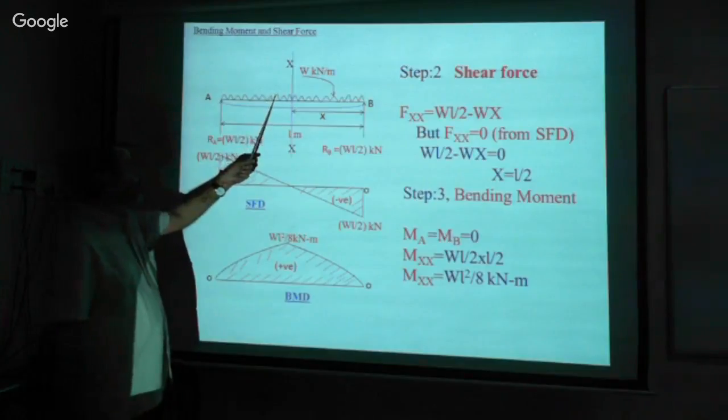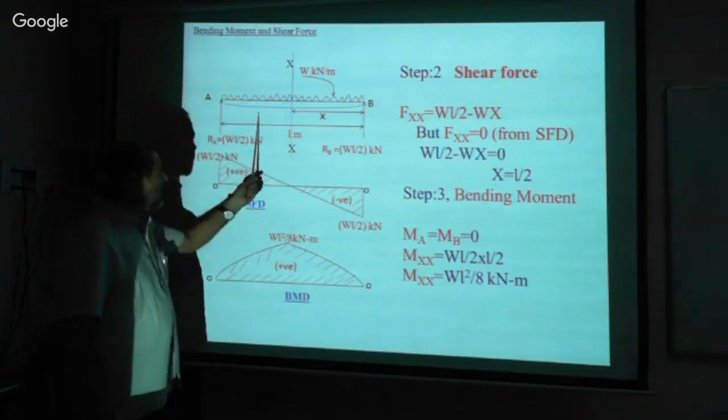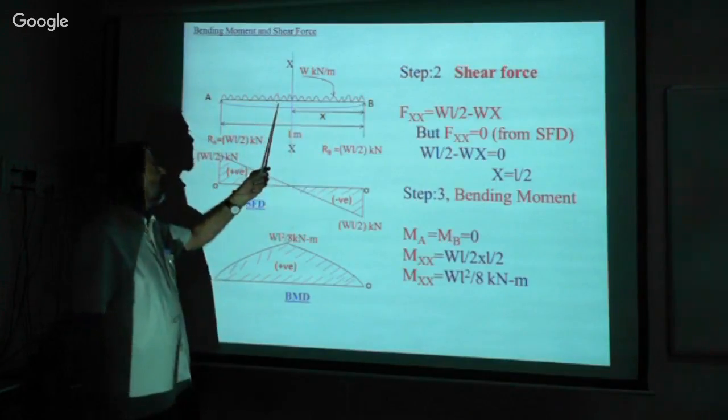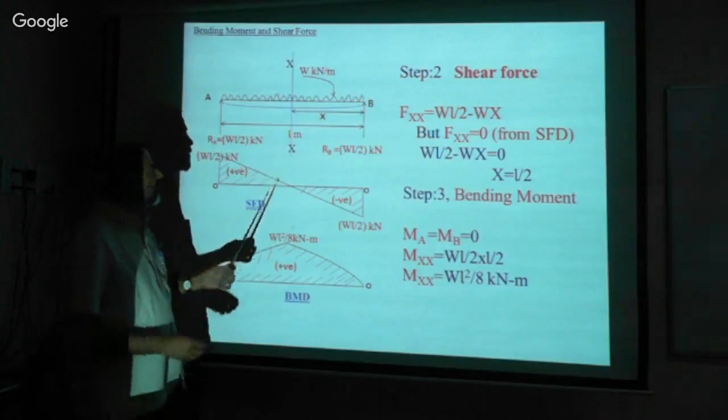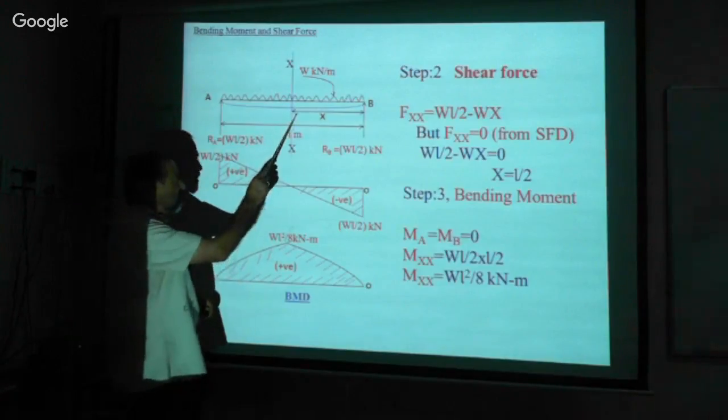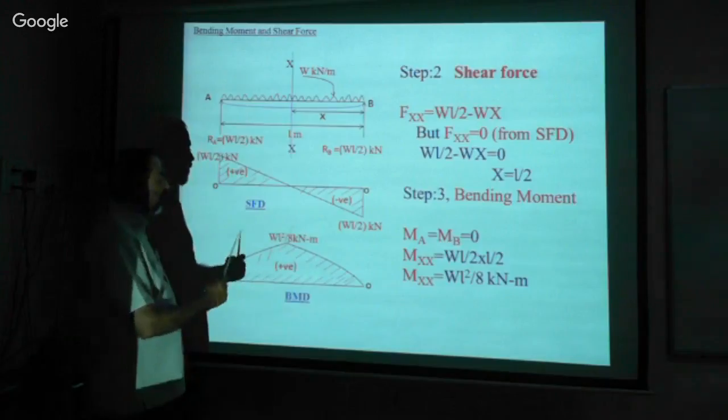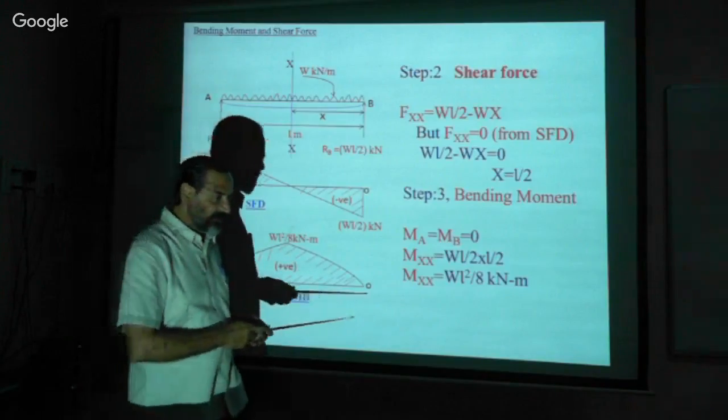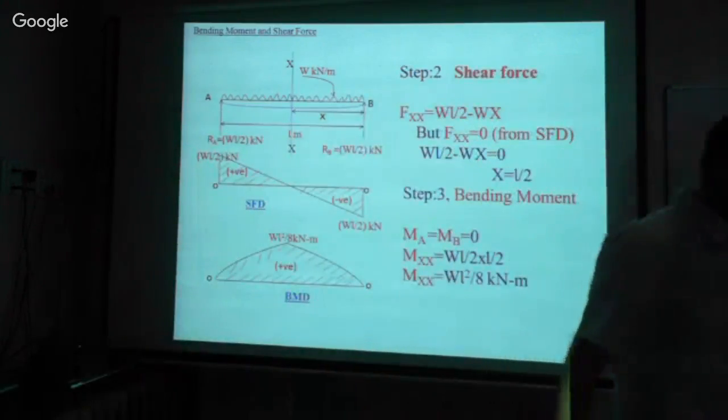For this loading, the bending will be in this shape. Therefore, it is sagging bending moment. This sagging bending moment is positive bending moment. Therefore, it is positive bending moment. Now this completes solving this kind of problem.